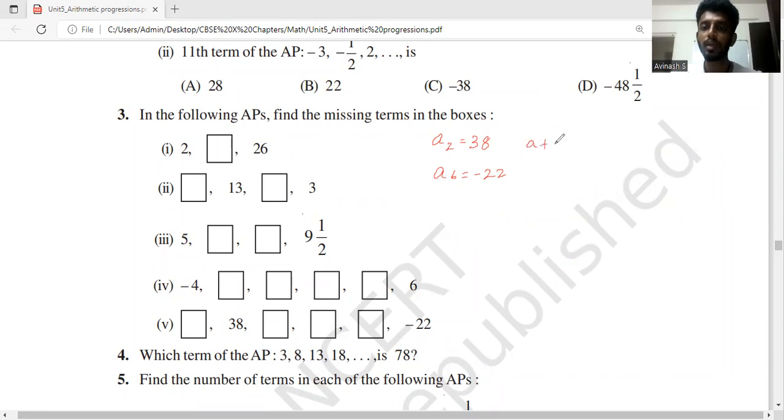That is, we can do it as A plus D equals 38. That is the formula for A2. And we can use A plus 5D equals -22. That is the formula for A6. And then we can eliminate, find the value of D and proceed with that.